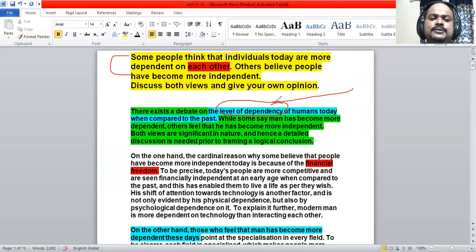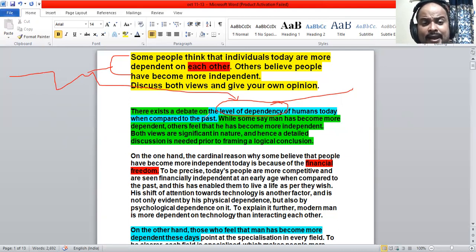Group A argues that the level of dependency of humans is more. Group B, the level of dependence of humans is less these days. So actually these are the reasons for the argument. We need to extract the core of this. The core is identified as on which topic the argument is based. The argument is based on the level of dependency.